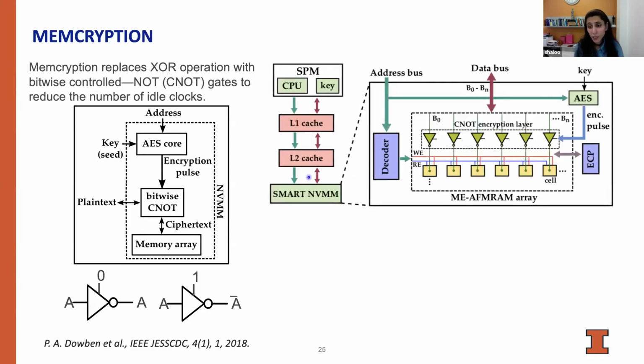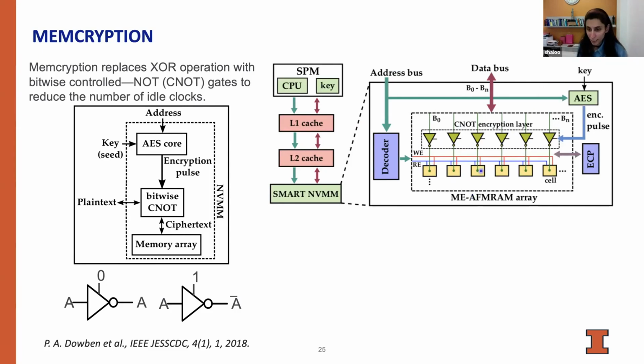So here is the architecture that we implemented. Everything is, again, synthesized in Cadence, so those SPICE models are very helpful. Here again, we have this key processor in a secure processing module. Then we put everything through AES, and that creates our encryption pulse. We put them into the CNOT gate, and then we encrypt the data and write it.